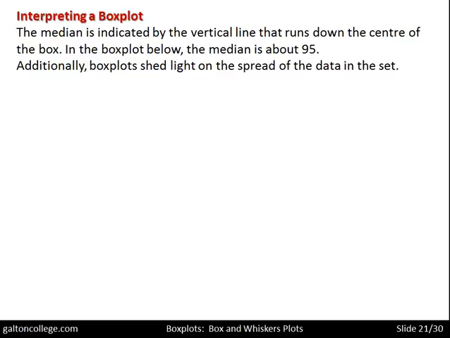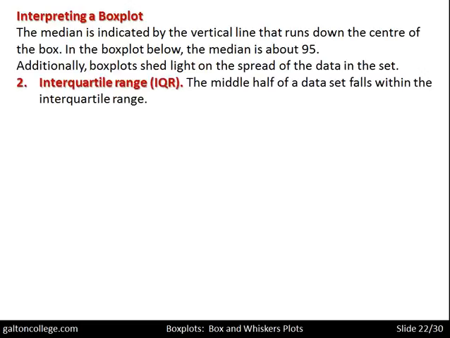The median is indicated by the vertical line that runs down the center of the box. In the box plot below, and we're going to come on to one, the median is about 95. Additionally, box plots shed light on the spread of the data in the set, as I said. So we can look here at what's known as the interquartile range, the IQR. The middle half of the data set falls within the interquartile range. The interquartile range runs from Q1 to Q3. And that really is the province of this box plot. That's what we're concerned with.